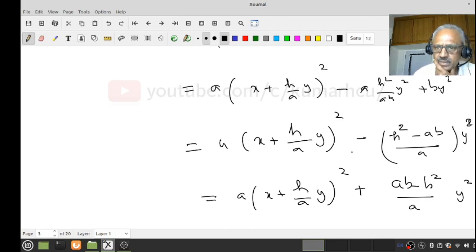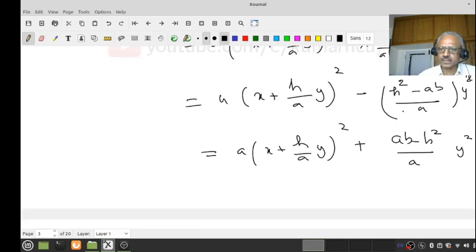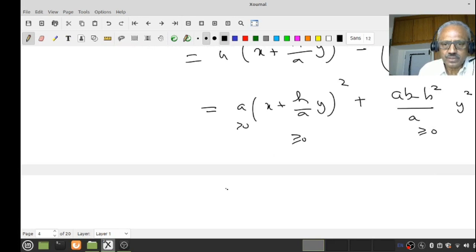I hope I did not make any goofing. Just make sure. Yeah, right. Now let's look. a is positive. By assumption, ab minus h squared is positive. 1 by a is positive. Therefore, these terms are non-negative. Both the terms are non-negative. Therefore, the sum is non-negative. Is that clear? Make sure you understand this.